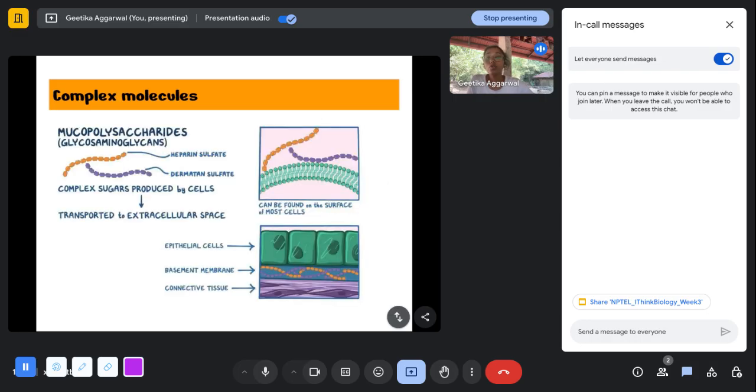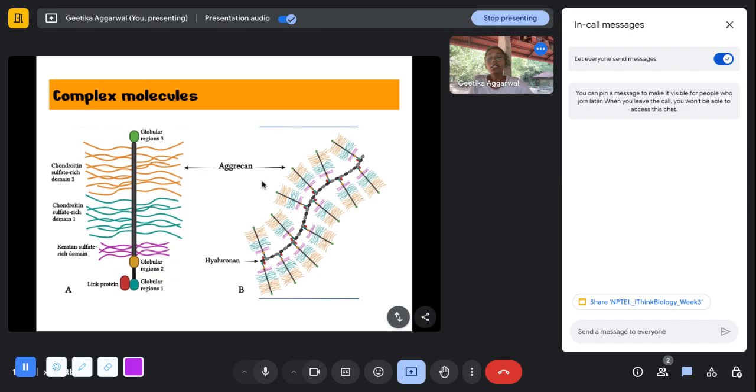Okay, moving on to more complex molecules. As we discussed polysaccharides, now there are also mucopolysaccharides, which are also called GAGs, or glycosaminoglycans. For example, heparan sulfate, dermatan sulfate. These are basically complex sugars that are produced by cells, and they are mostly transported to the extracellular space, and they can be found mostly on the surface of these cells. For example, you see epithelial cells here. The basement membrane here is filled with chondroitin sulfate, keratan sulfate, heparan sulfate, these different mucopolysaccharides, which provide stability to the structure.